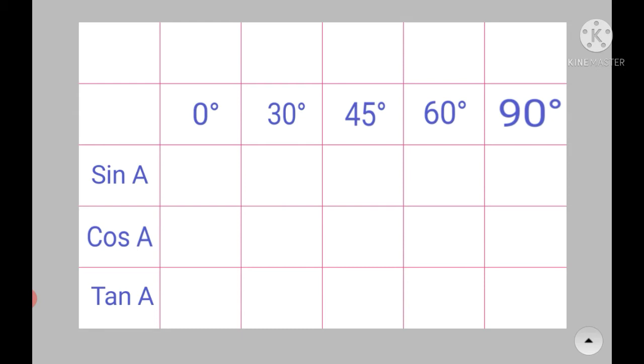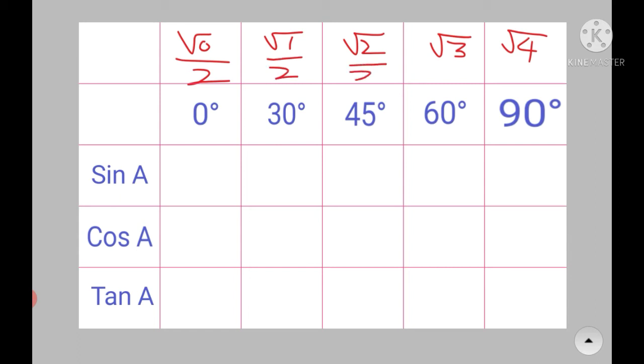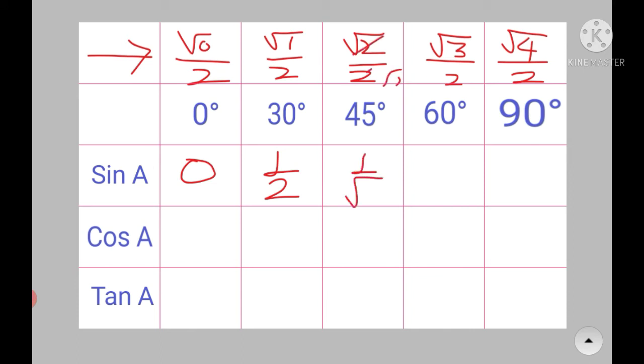Now let us in the top column write down root 0, root 1, root 2, root 3 and root 4. Divide all of them by 2, like this, upon 2, upon 2. Whatever you get on solving this column is going to be the answer for sine. 0 by 2 is 0, so sine 0 is 0. This gives me 1 by 2. This on cancellation gives me root 2, so I get 1 by root 2. This is already simplified, root 3 by 2 and root 4 is 2, hence I get 1. So these are the values of sine.